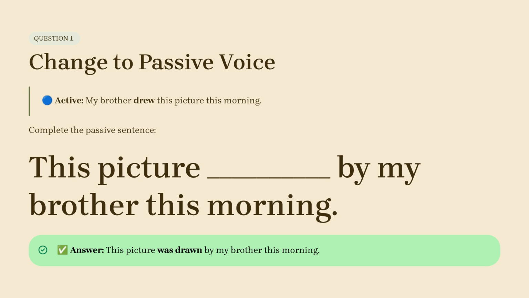Question 1. In the active voice, we say, my brother drew this picture this morning. How do we complete the passive sentence? The answer is, this picture was drawn by my brother this morning.